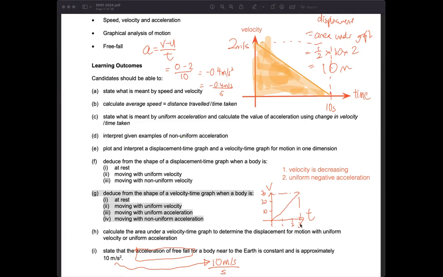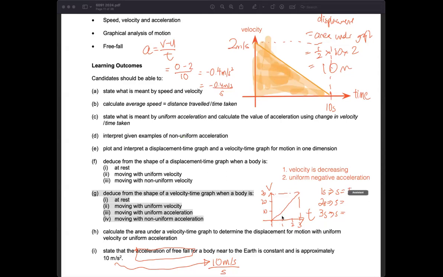So in 3 seconds, what's the distance covered? Can all of you go and calculate? I'll tell you what. Can you calculate in 1 second what's the distance? In 2 seconds, what's the displacement? And in 3 seconds, what's the displacement? Can you all go and calculate now? In 1 second, what's the displacement of the object? Okay, 10 times 1 times half.